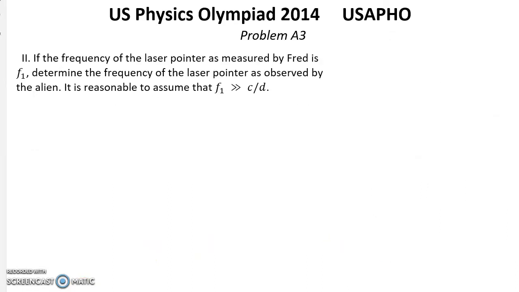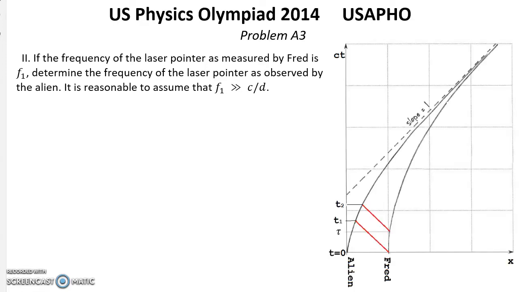Question 2. If the frequency of the laser pointer as measured by Fred is f1, determine the frequency of the laser pointer as observed by the alien. It is reasonable to assume that f1 is much greater than c over d. Solution. Let's draw the picture for this process. To solve this problem, we replace the light with a series of discrete flashes. Then we find how the frequencies of these flashes are seen by Fred and the alien.